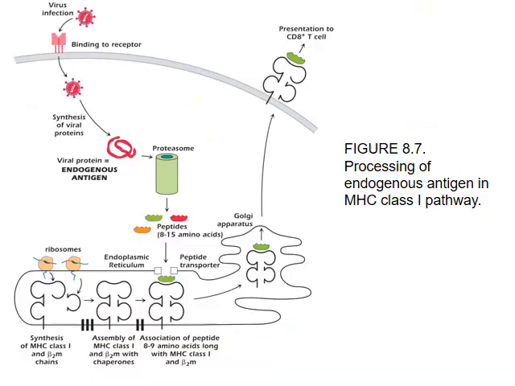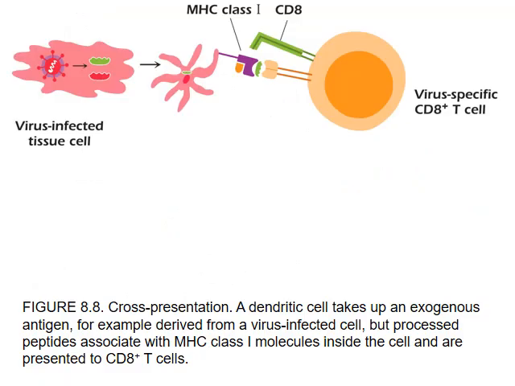Okay. And then this was the other one for the class 1. And you can say virus, this is basically endogenous antigen. And everything basically is taking place within the ribosome, and then mostly a viral protein. And it's a typical class 1 pathway. And all other slides basically are the same.